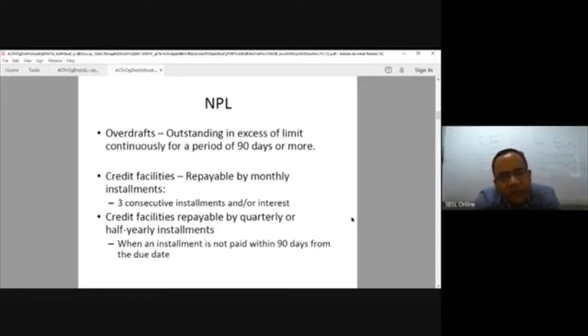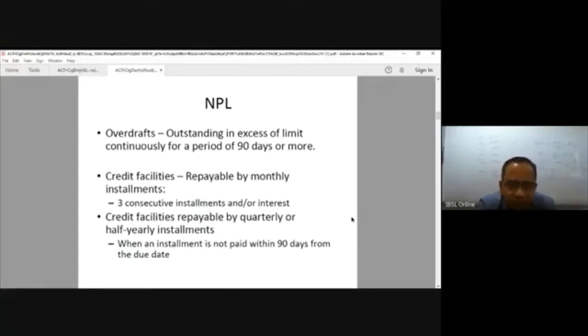NPL is, basically, any overdraft which is in excess of the limit continuously for over 90 days, right? You have given a limit to an overdraft, and then the particular overdraft remains in excess of that limit for more than 90 days. That becomes a non-performing advance, when it comes to overdrafts.